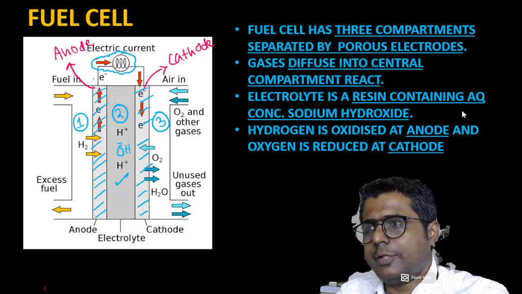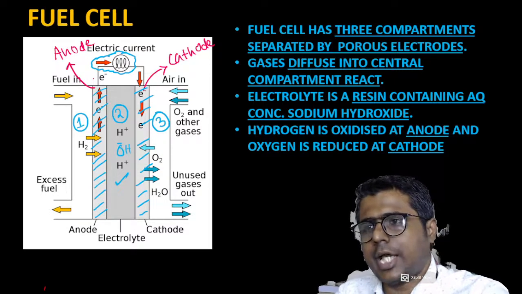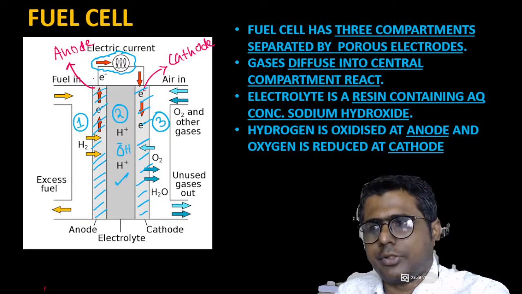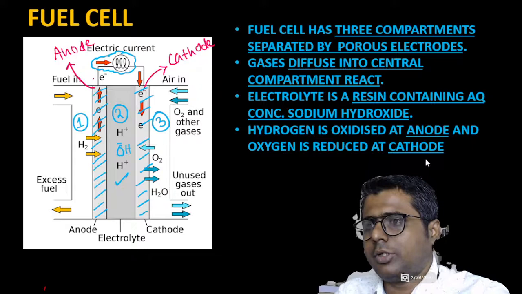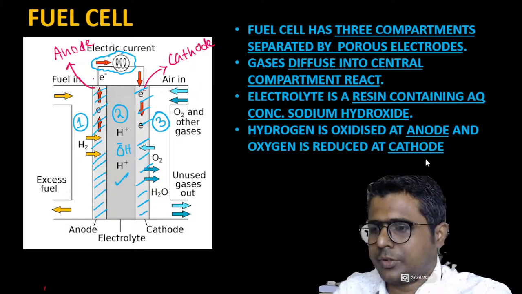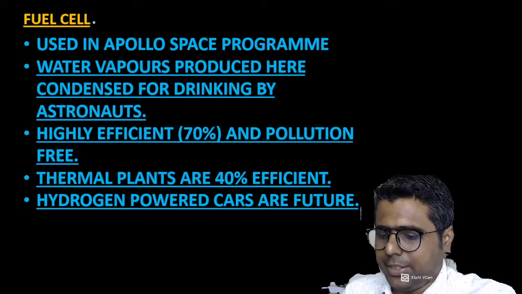The underlined portions are very important. Electrolyte over here is a resin containing aqueous concentrated sodium hydroxide. Hydrogen is oxidized at the anode. Here the anode is marked, and at the cathode oxygen is going to get reduced. So we are going to now study the reactions that happen in this cell.